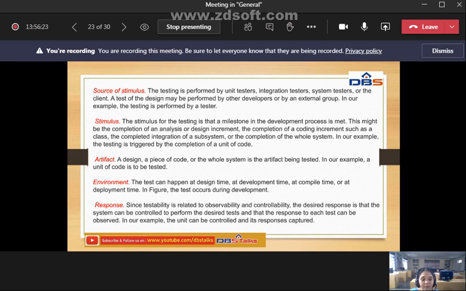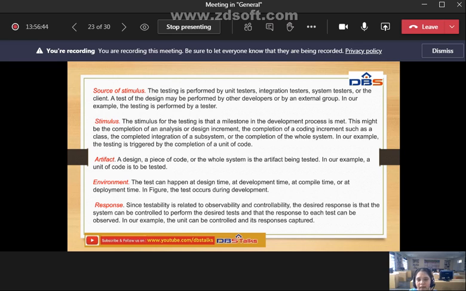While testing, we are getting the results. Based on the results, the success of that particular product depends. That is why testing is the milestone. We can set that. Okay. So, that is the next, artifact.